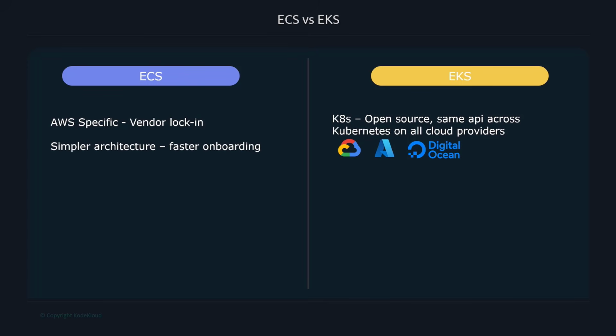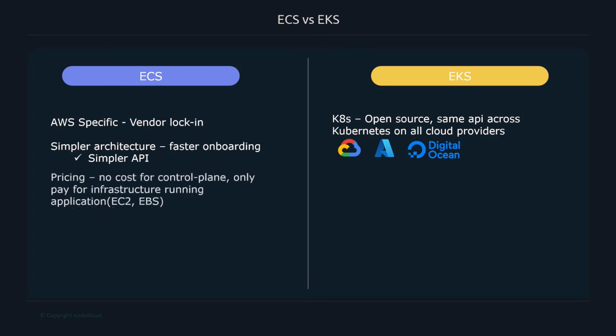The other thing is ECS follows a much simpler architecture that leads to faster onboarding. It makes it easy for other engineers to ramp up and understand how to deploy, how to manage, and how to update their containerized applications. ECS just has a much simpler API compared to Kubernetes.